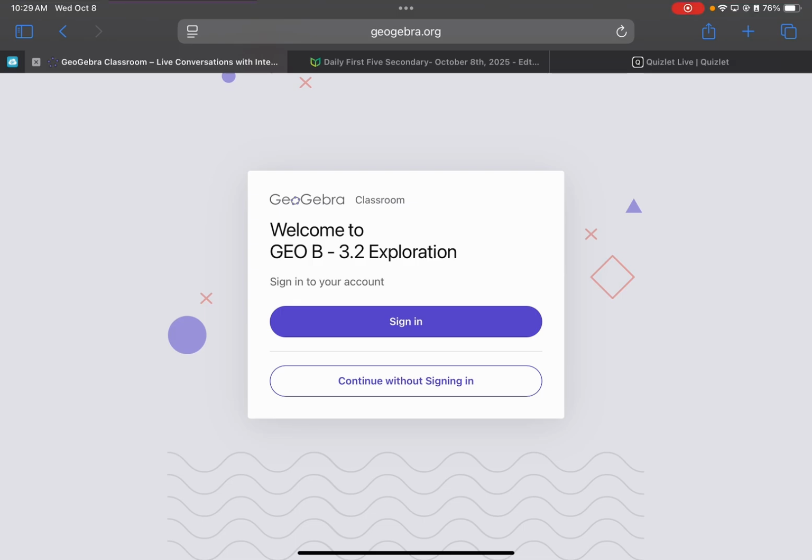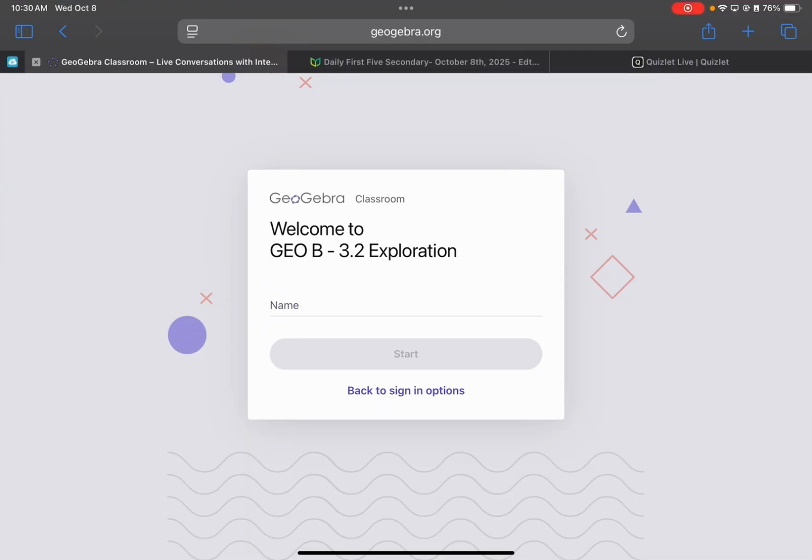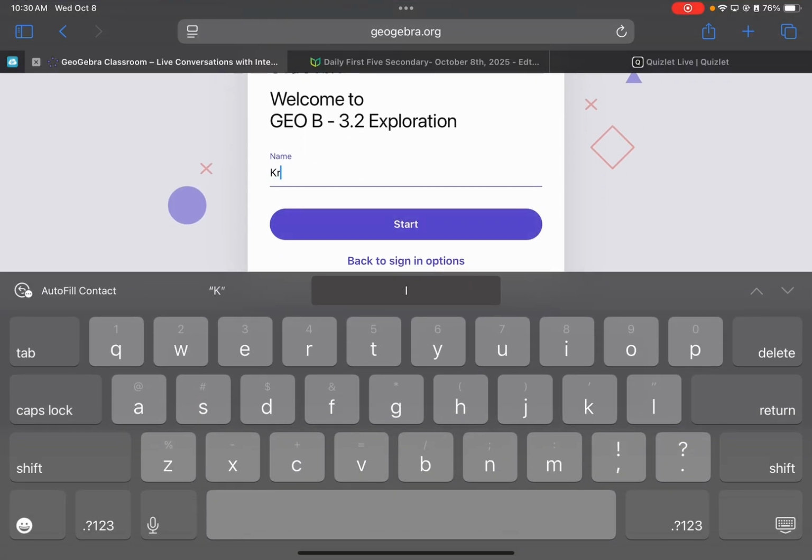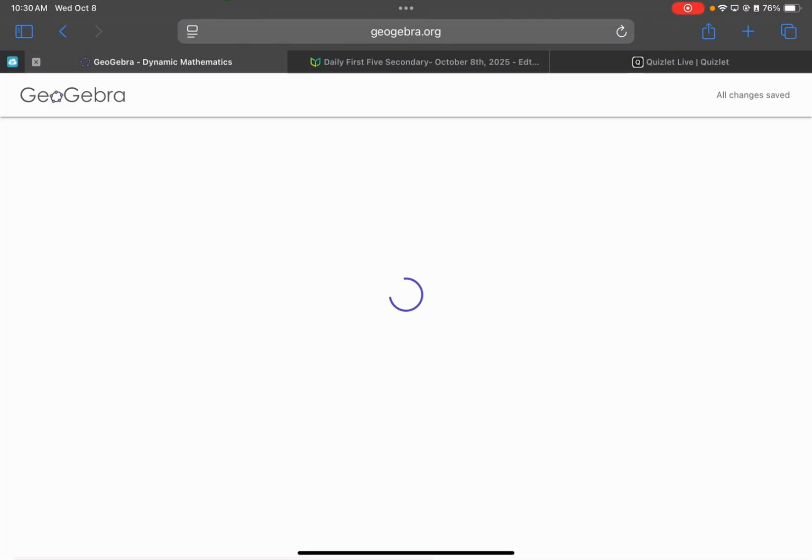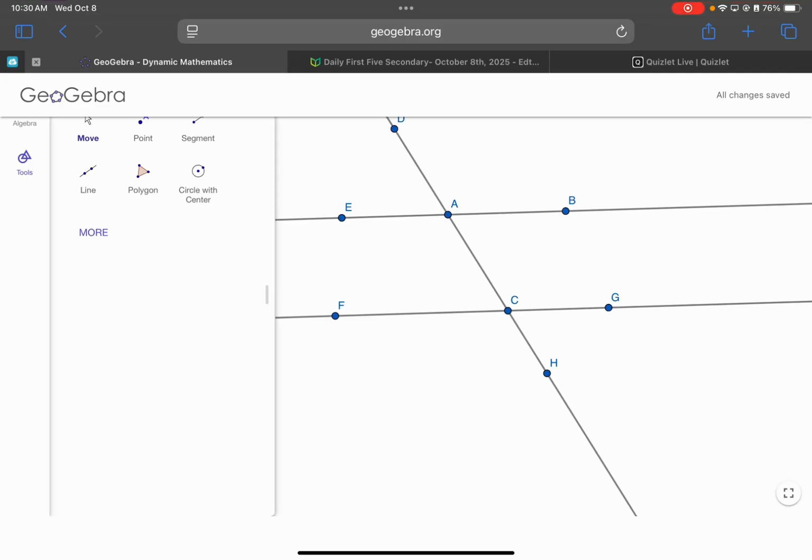When you are on this screen, 3.2 Exploration, click continue without signing in. Put your name in, and click start. Do not touch anything yet. Your screen should look like this. If you notice, it also looks like this picture in your notes.